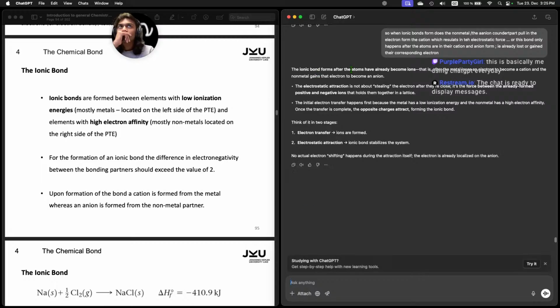The ionic bond forms after the atoms become ions. That is, after the metal loses an electron to become a cation, the non-metal gains that electron to become the anion. Okay, so the ionic bond forms. It's the force between the already formed positive and negative ions.